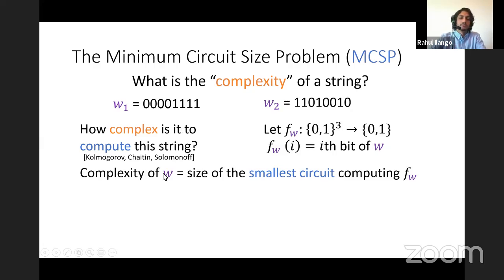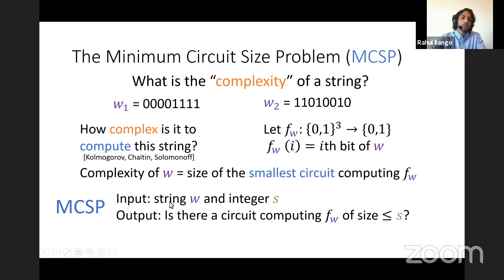of the string W. And so formally, MCSP is this problem which has as input some string you want to know the complexity about, some integer s, and output: is there a circuit computing this function of size less than s? I'm going to go over the definition of MCSP a little more formally again, and I'll say more about what I mean by circuit. But at the beginning of the talk, I wanted to say what this problem is.